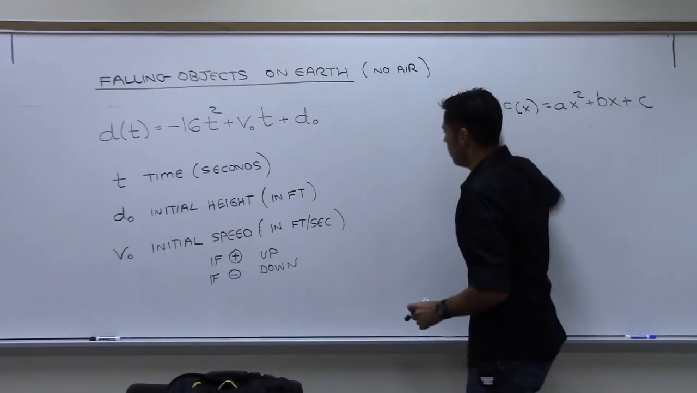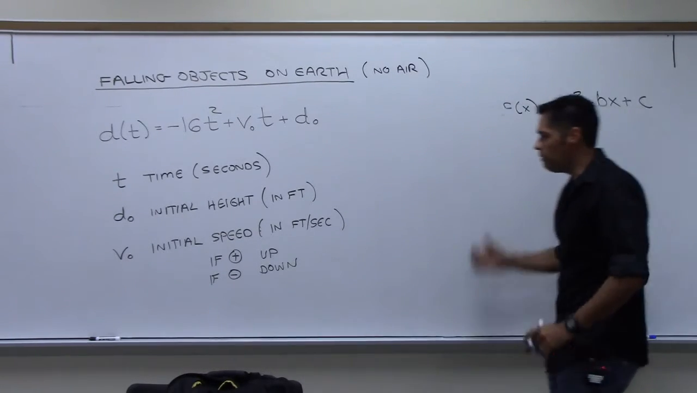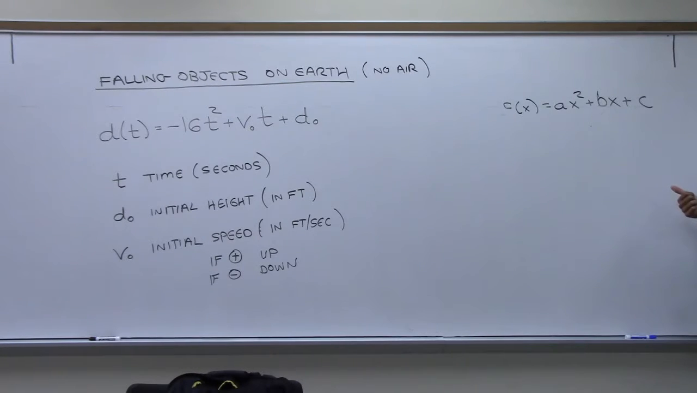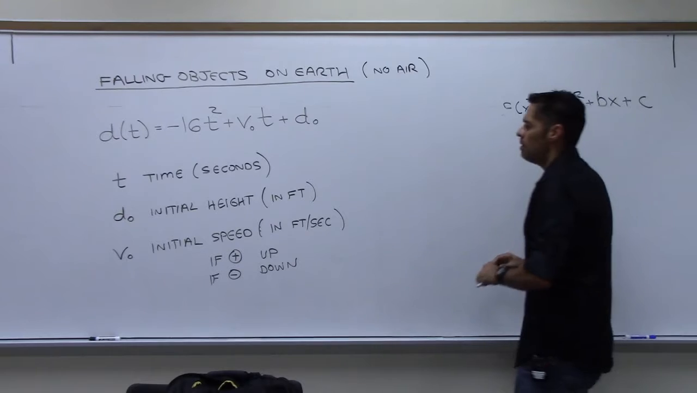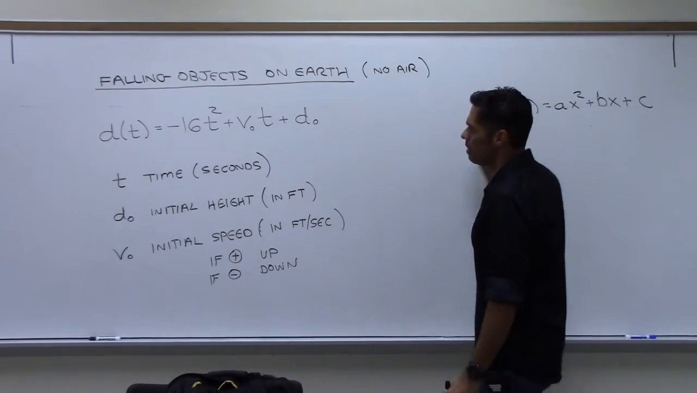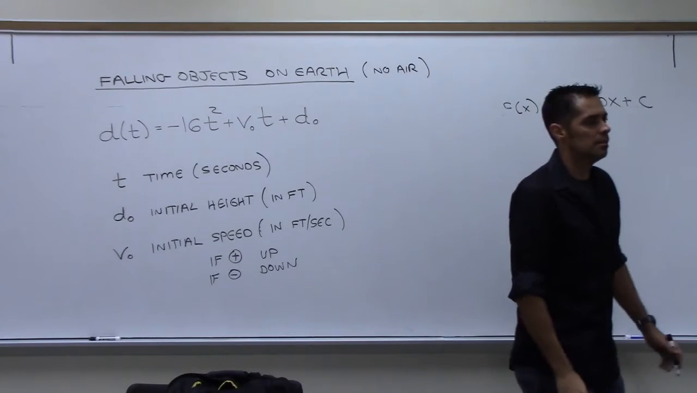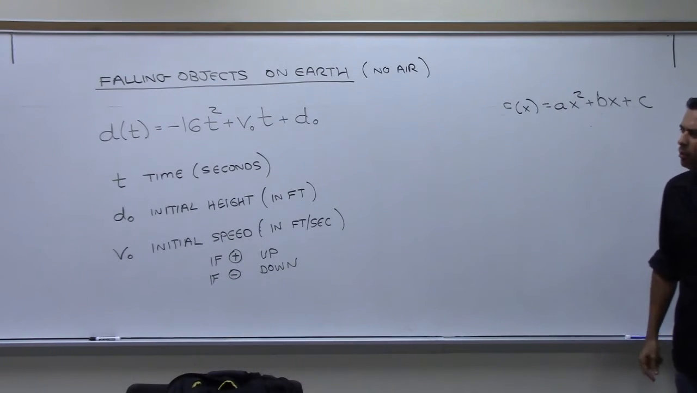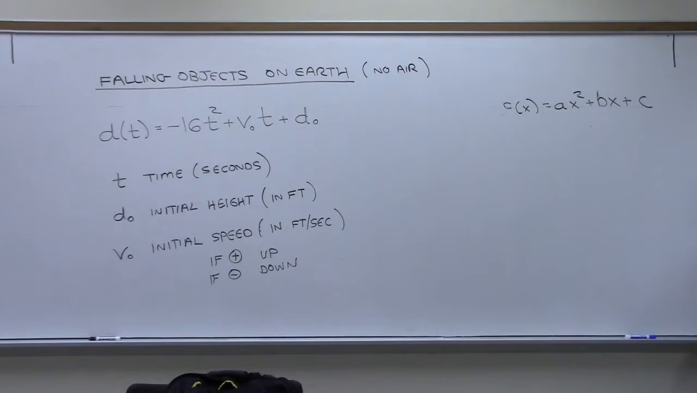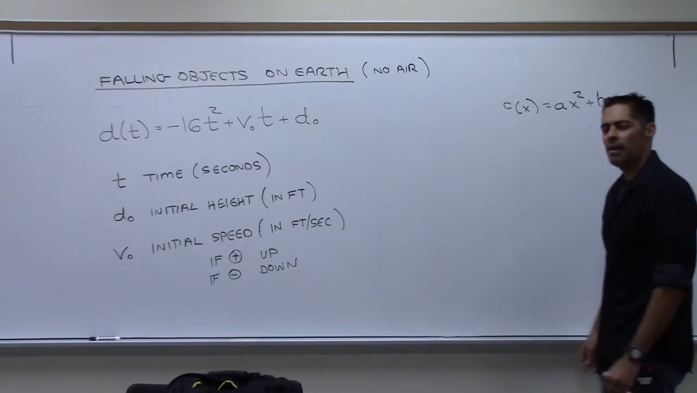What's next? So v naught is like what over here? B, right? It's the b. Now, notice that here, the a is always negative 16. I wonder what that comes from. Why is it always negative 16? What do you think that has to do with?